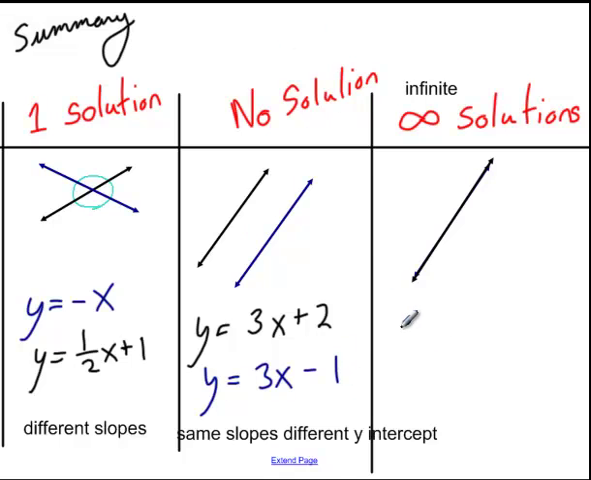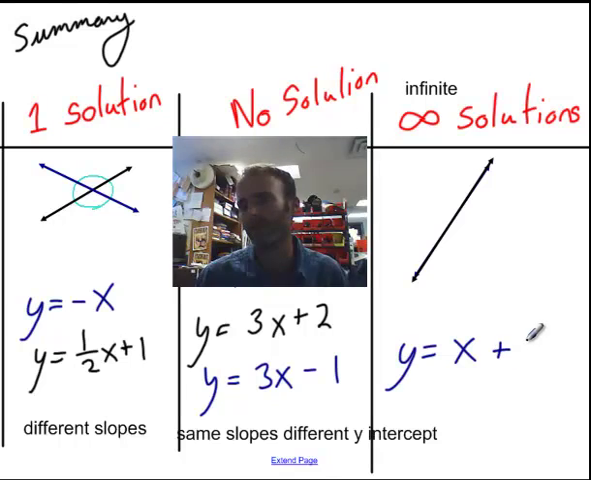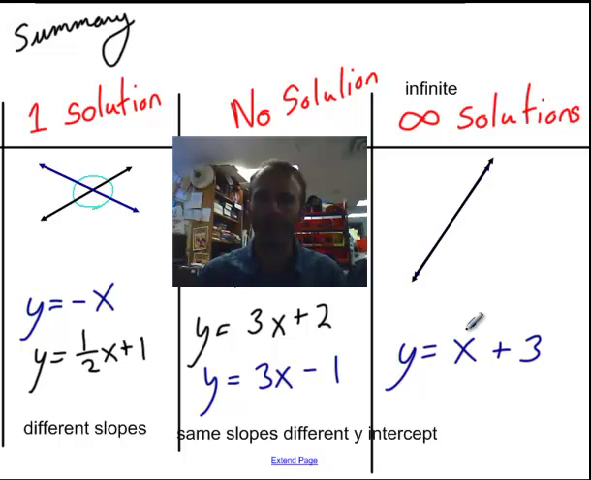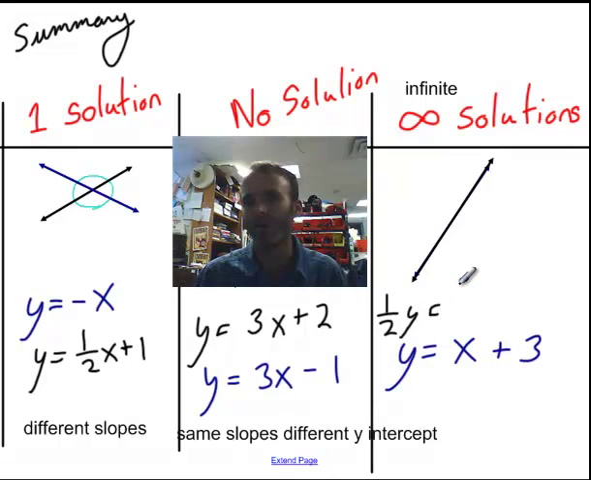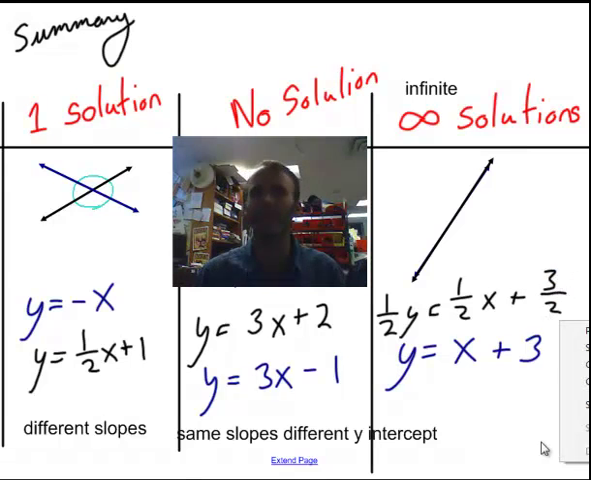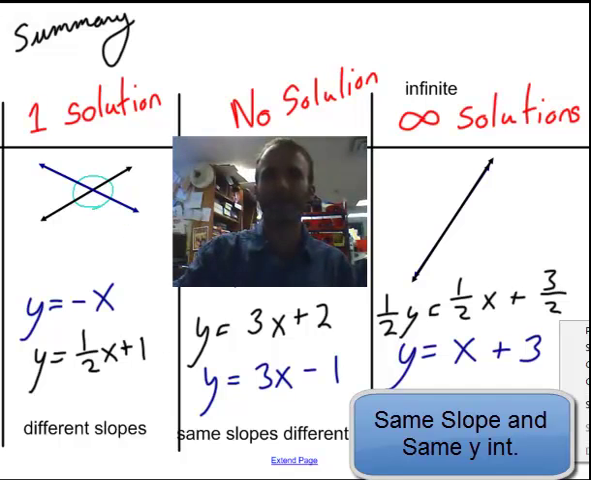And infinite solutions, well, this one is, let's say we have y is equal to x plus 3. It has to be the same one, so we have to multiply everything by the same amount, so that we could say 1/2 y is equal to 1/2 x plus 3/2. So that's the same one. Okay, I hope this helps, and hope you can recognize the special cases of systems of equations and solve them easily.